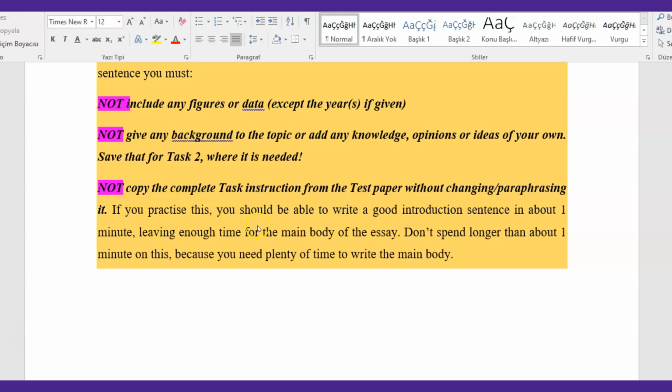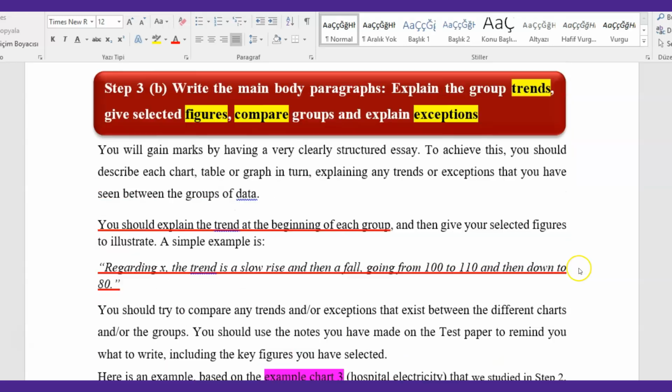If you practice this, you should be able to write a good introduction sentence in about 1 minute, leaving enough time for the main body of the essay. Don't spend longer than 1 minute on this because you will need plenty of time to write the main body. Okay.